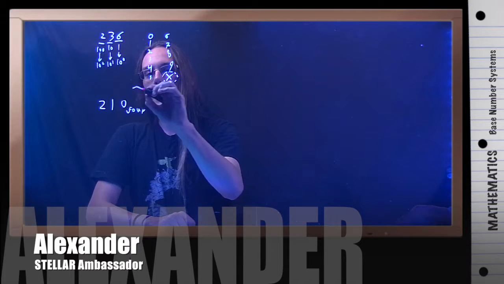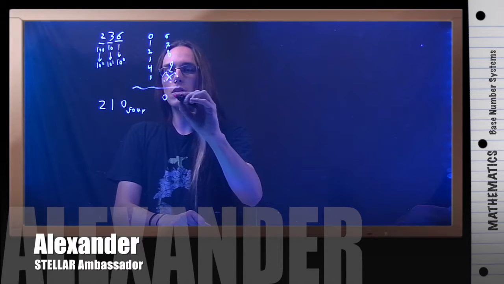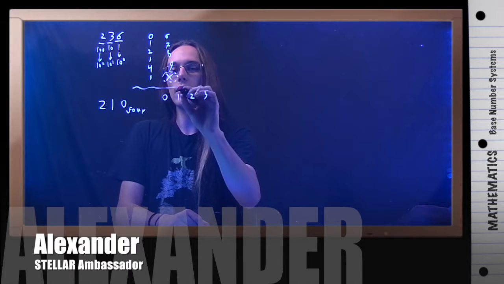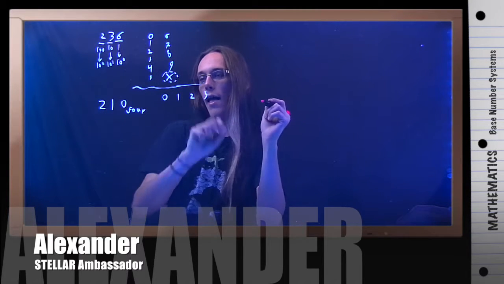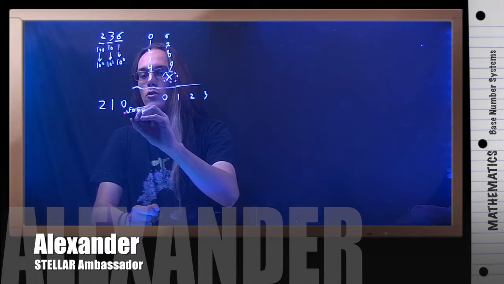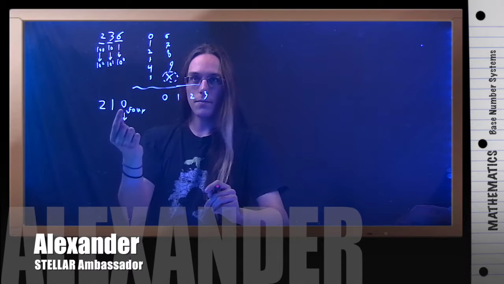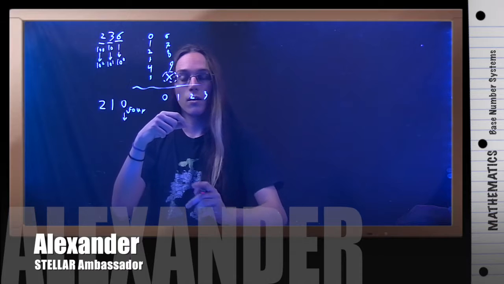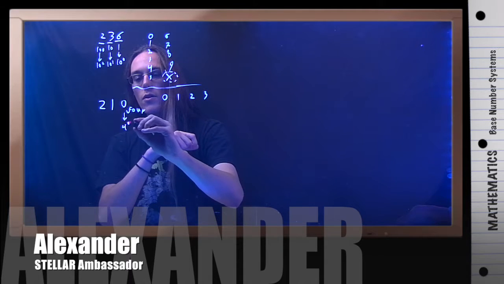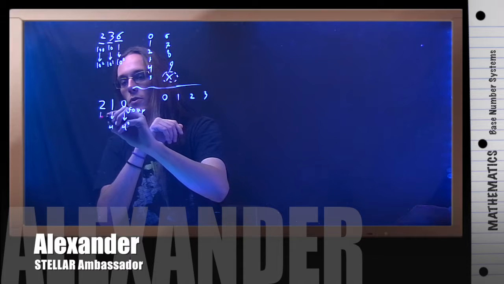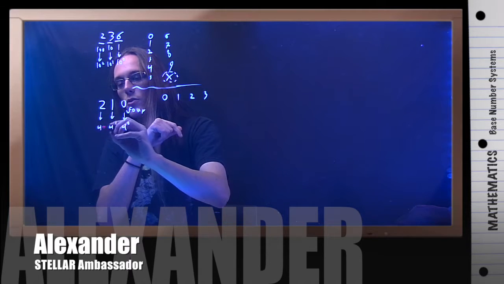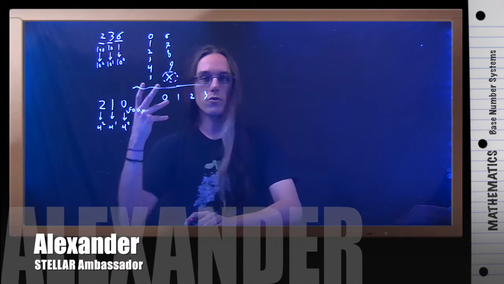Well, base 4 would mean that the only symbols we'd be allowed would be 0, 1, 2, and 3. Notice I was careful not to use something I'm not allowed in base 4 here. And it would mean that each position was no longer a power of 10, but a power of 4. So the first place would be 4 to the 0, which is 1. This place would be 4 to the 1, which is 4. And this place would be 4 to the 2, which is 16, or 4 squared.